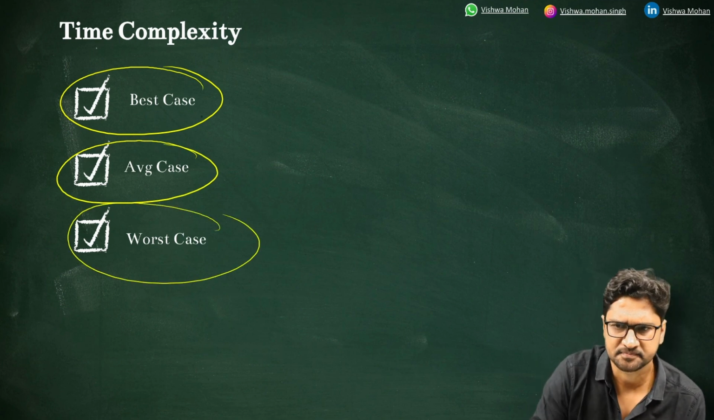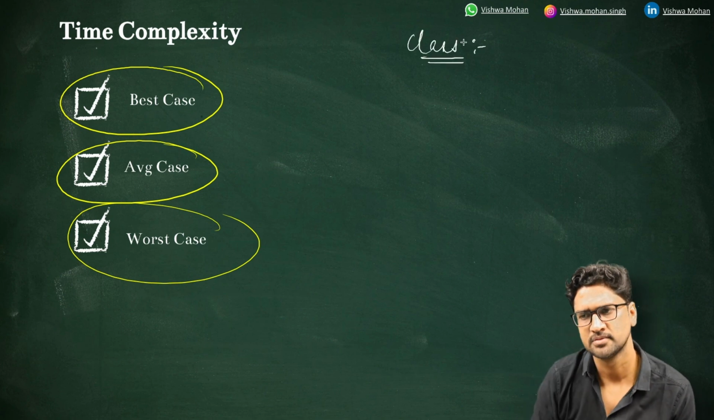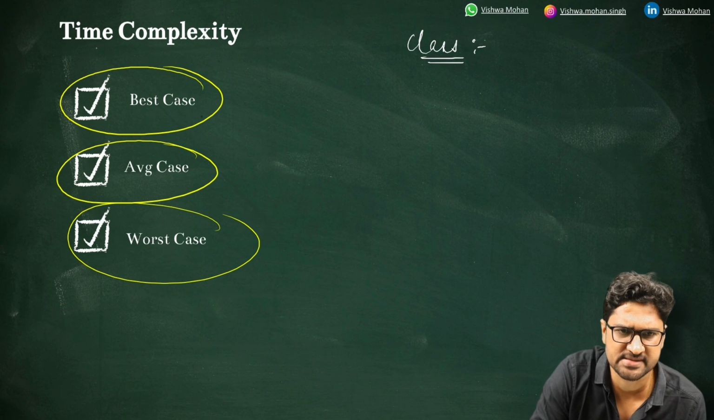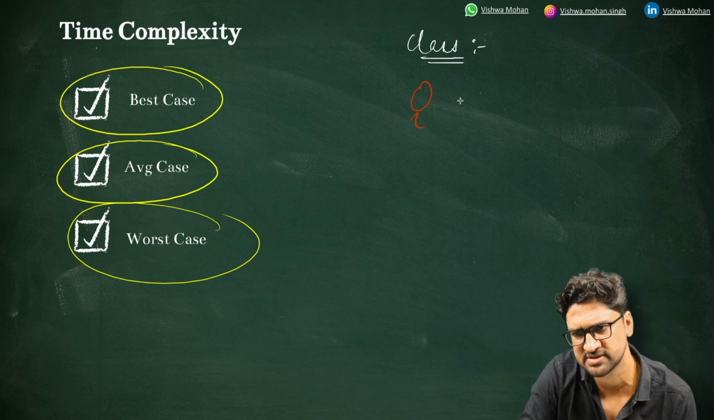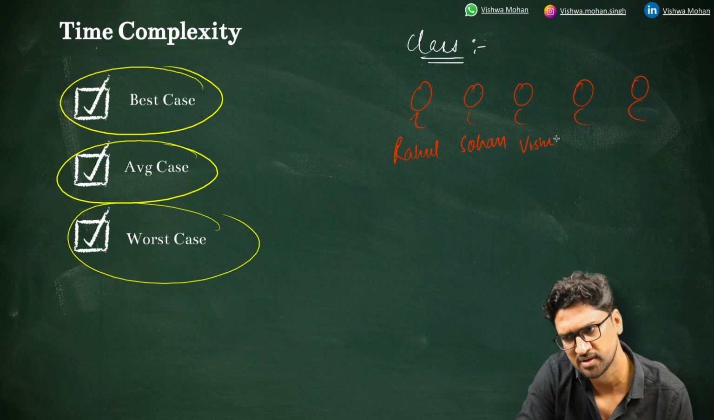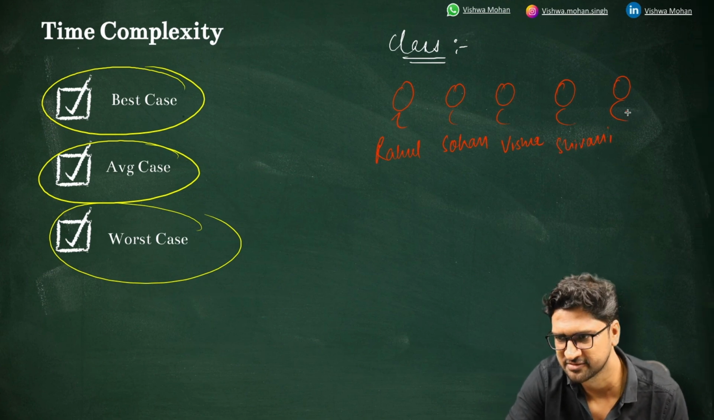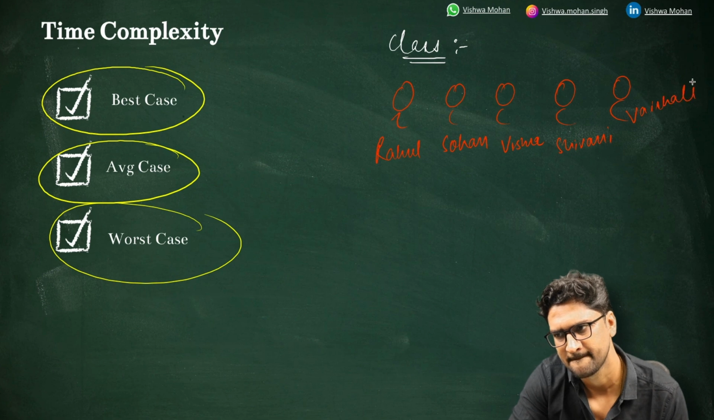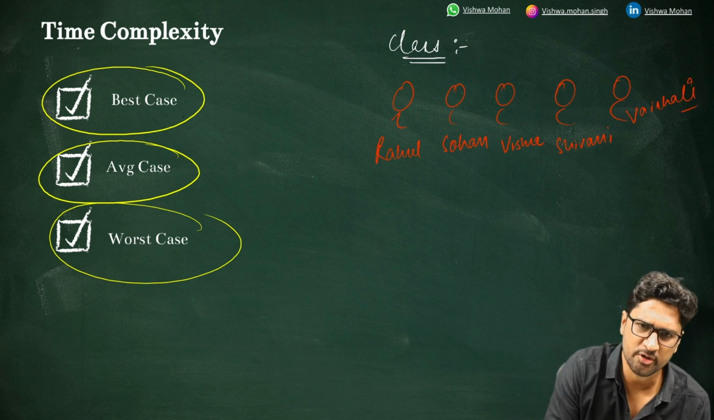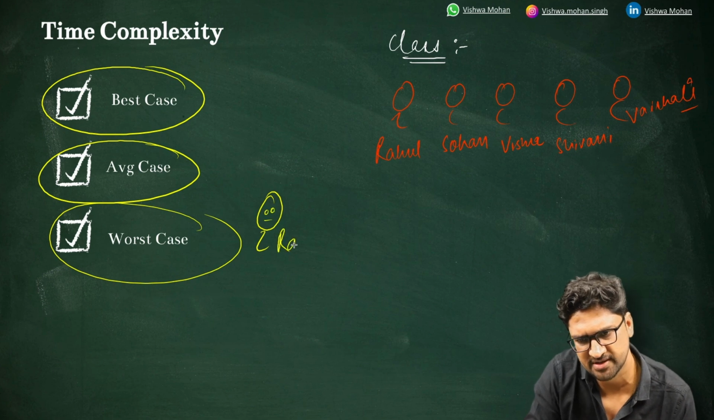Let's say that in a class I have multiple students standing in. There are different students standing: his name is Rahul, his name is Sohan, his name is Vishwa, his name is Shivani, and her name is Vaishali. And let's say that I'm looking for a guy called Rahul.